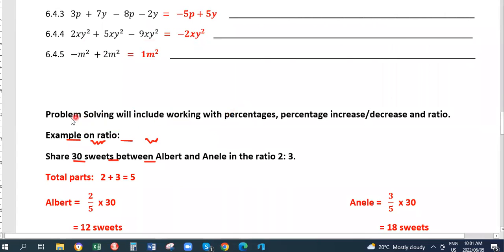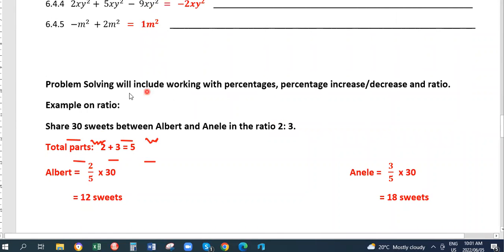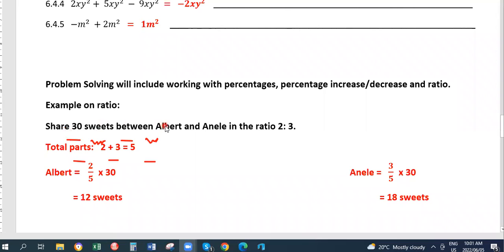The next aspect you need to remember and learn. There are other videos on the Bedlam Secondary YouTube channel that cover percentages, percentage increase and decrease, and other revision applications, as well as ratio. I'm going to go through ratio because ratio was done in term 1. Now, an example on ratio is sharing 30 sweets between Albert and Anila in the ratio 2:3.